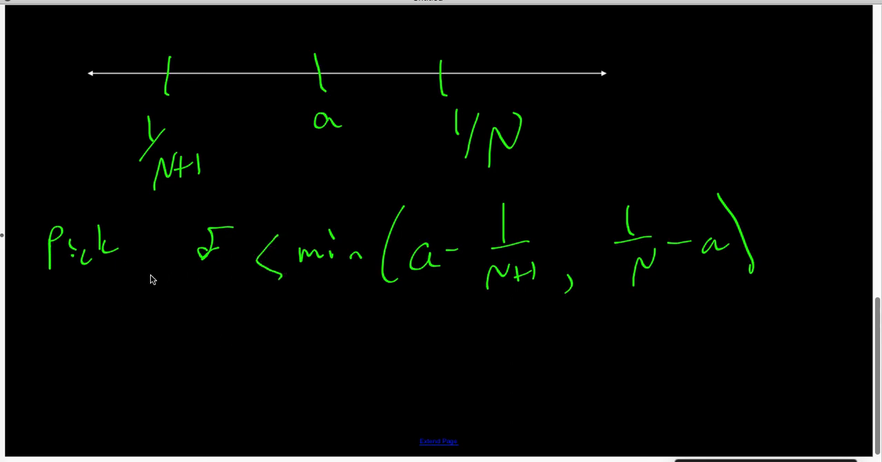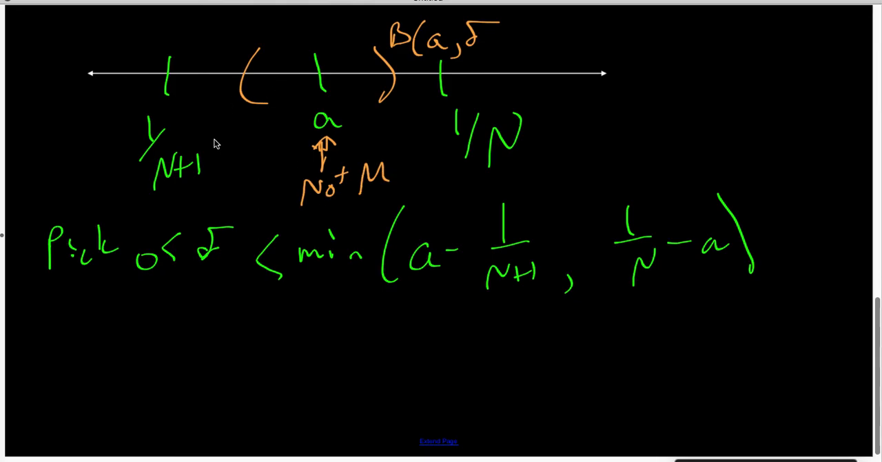And if I pick delta to be anything that's less than that and bigger than 0, then what I've got is a delta ball that looks like this. And A, of course, is not in M. And there's no element of M that's between these two fractions. So it turns out that there is no element of M inside that delta ball.